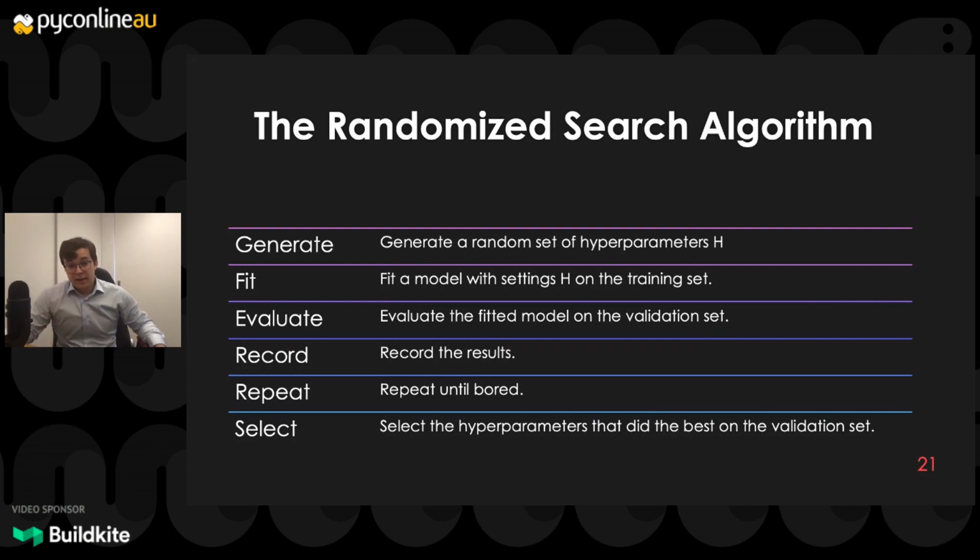And finally, we select those hyperparameters that did the best on the validation set. Now, this works because it's simply an automated version of tinkering. We try different settings over and over and over again. And this algorithm is really parallelizable. A computer can do this really fast, and you can even have different computers trying out different hyperparameter settings. So we can go from trying out a new setting every day to trying a new setting every second.